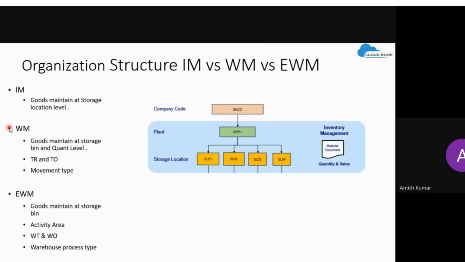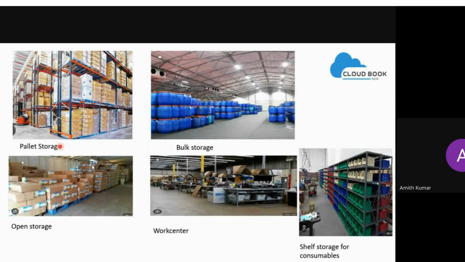Then we have the WM managed. WM in the sense warehouse managed stock. In this, goods are maintained at the bin level. In the previous slide, we saw these are the different storage areas. For example, this is a shelf storage, so this is my storage area, and all these small containers are nothing but what are called bins in SAP.